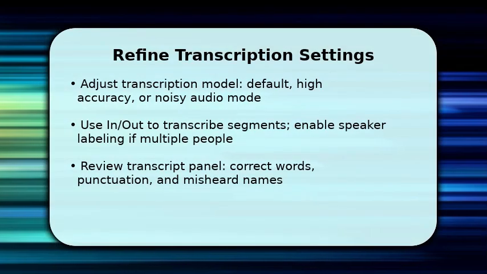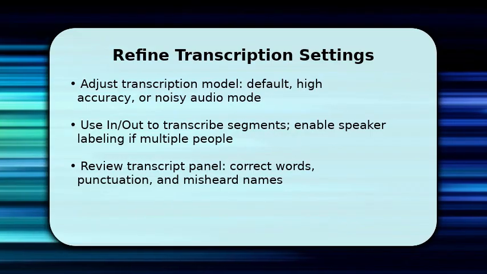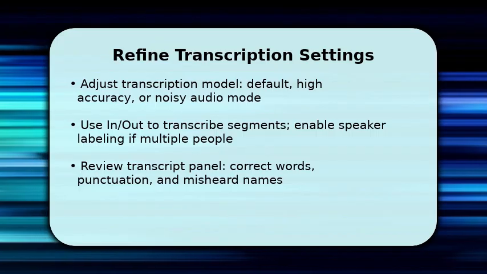Now you refine the middle steps. Pick the transcription model that matches your audio: default for standard, high accuracy for clarity, or noisy audio for background sounds. Make selective transcribes by setting in/out points when you only need parts of a clip. This speeds processing. If there are multiple speakers, enable speaker labeling so the transcript maps dialogue correctly.